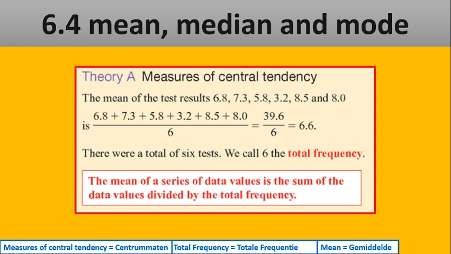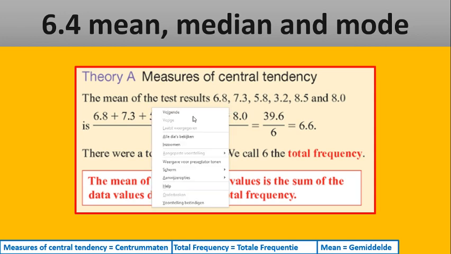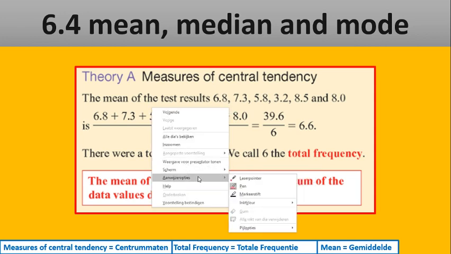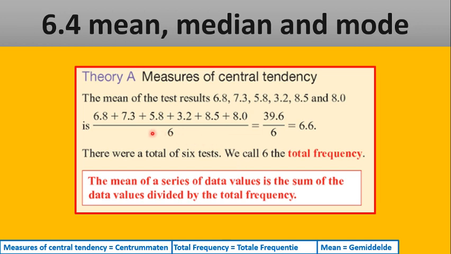Let's say for your test paper, and I'm first going to again change this to a laser pointer. Let's say your test results were a 6.8, a 7.3, a 5.8, a 3.2, an 8.5, and an 8. If you now want to calculate the mean of this, you're going to add them all up and divide them by the number of tests that you've made in total, right? In this case 6, because there were 6 test results.